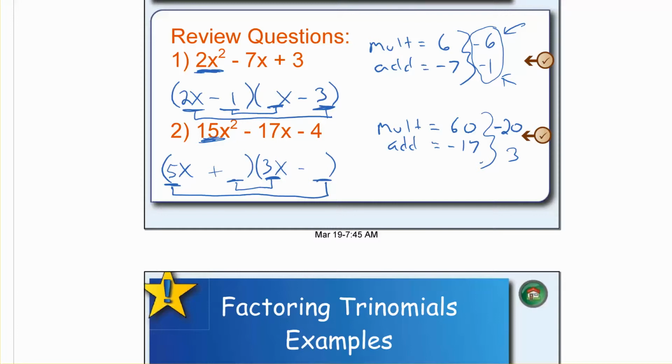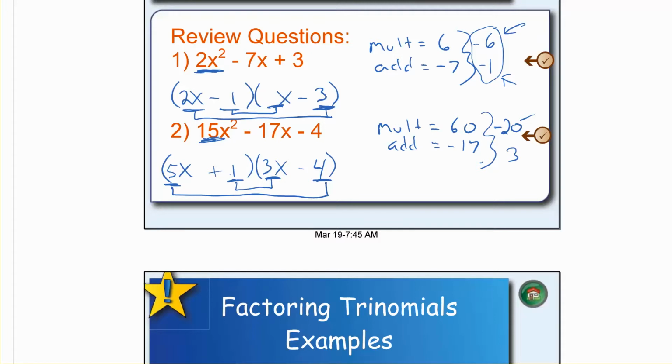So 5 and 3. Remember, one of these things has to be negative 20 and one of these things has to be 3. So if this needs to multiply to negative 20, I'd say that's 4. That gets me the negative 20, right? And then if this is going to be the 3, that has to be 1.